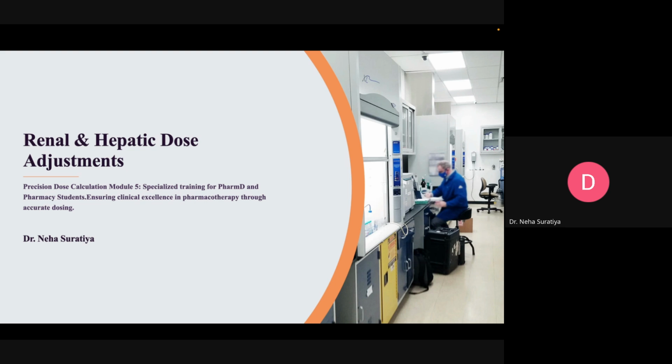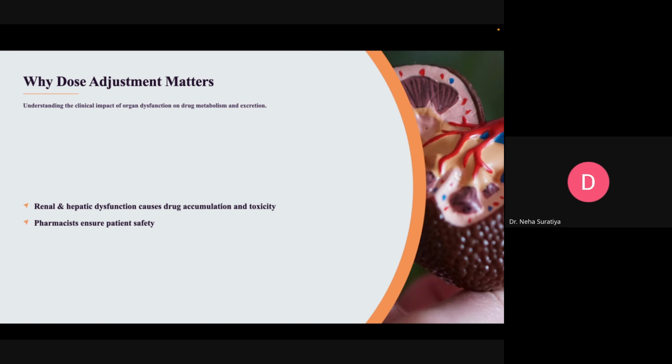Let's understand first why dose adjustment matters. Here you need to understand the pathophysiology behind toxicity. Drugs are eliminated mainly by the kidneys via urine, and metabolized by the liver via bile and metabolism processes. We have multiple processes in it. So if these two organs fail, your drug clearance can decrease.